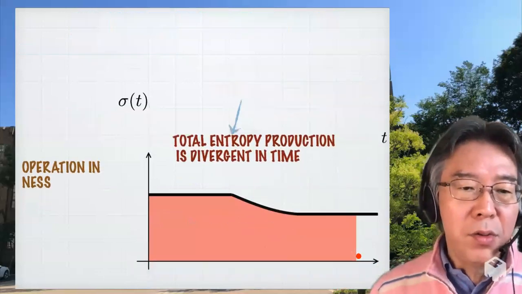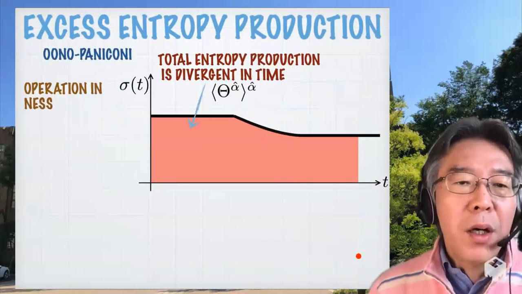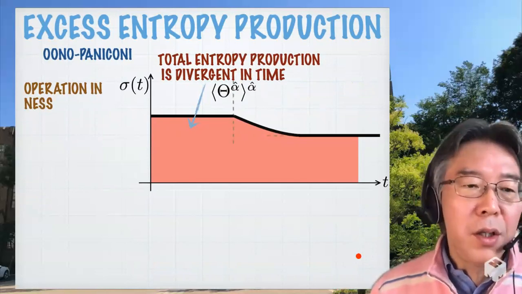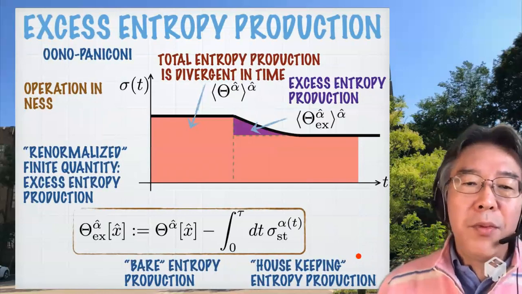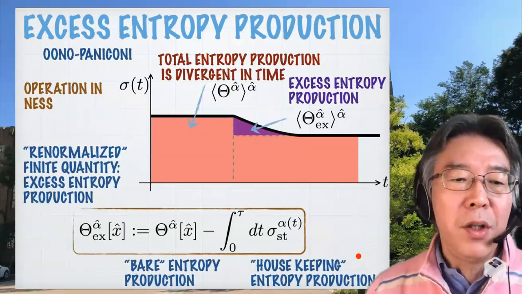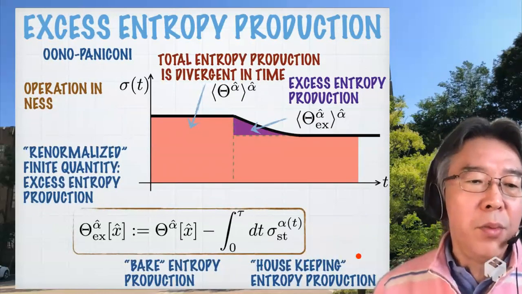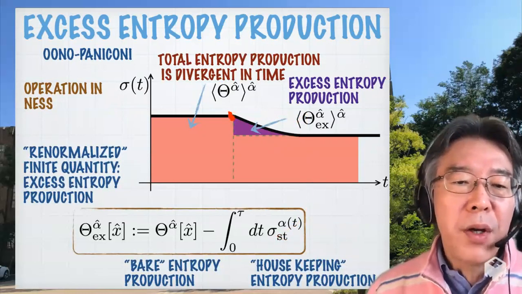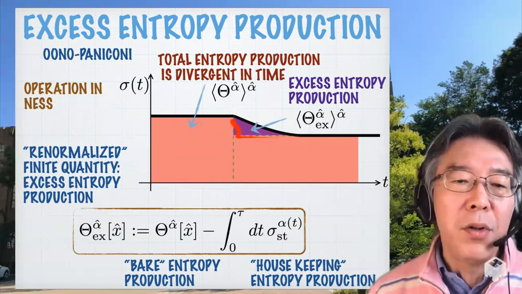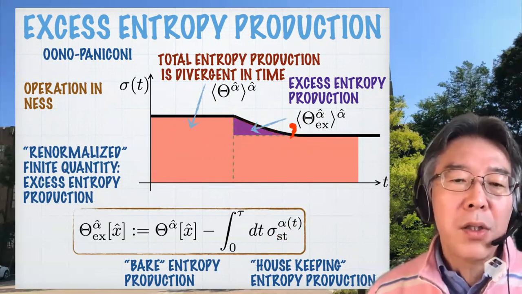What shall we do? Well, this is a diverging quantity. What we learned is that whenever you have a diverging quantity, you subtract something, renormalize to get a finite quantity. In this case, it's very natural to subtract the area of this part and consider only this thing. And the remaining finite quantity is called excess entropy production.